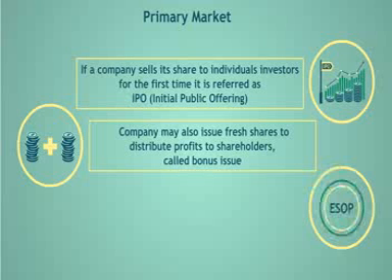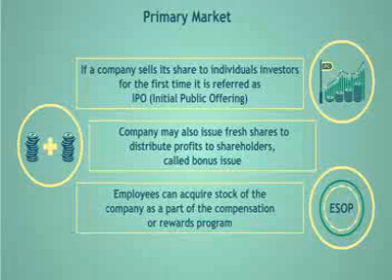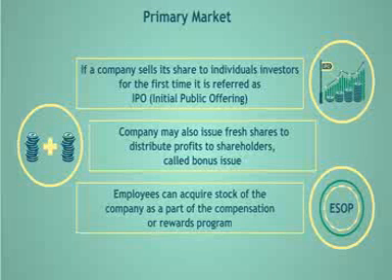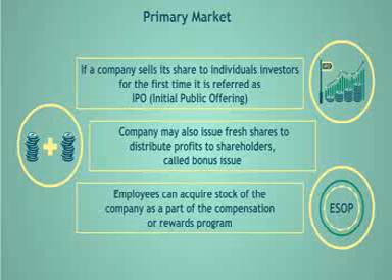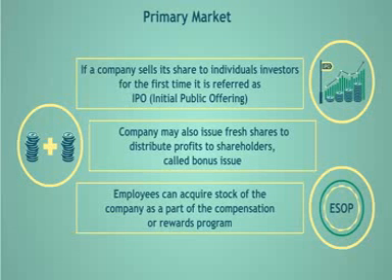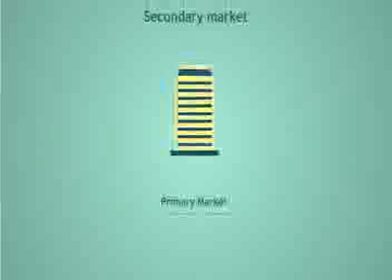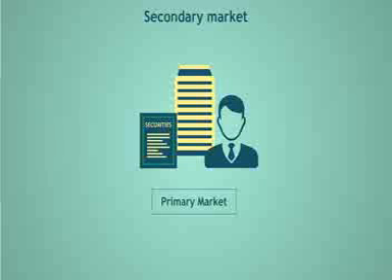Another method to acquire shares directly from the firm is the Employee Stock Ownership Plan, ESOP. It is a plan under which the employees of a company acquire its stock as a part of their compensation or reward program. While in a primary market, the securities are issued directly by the company.